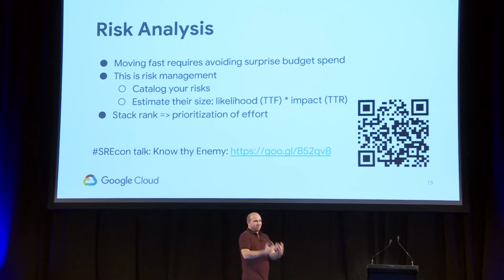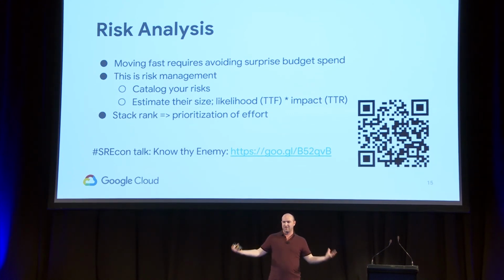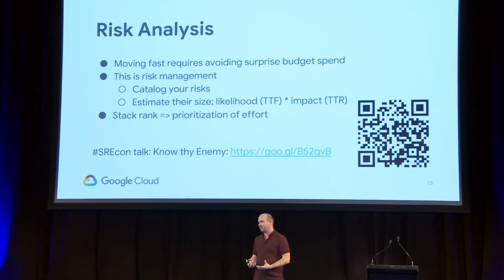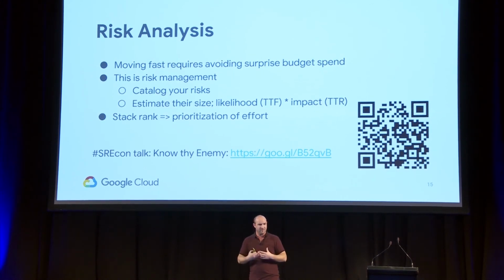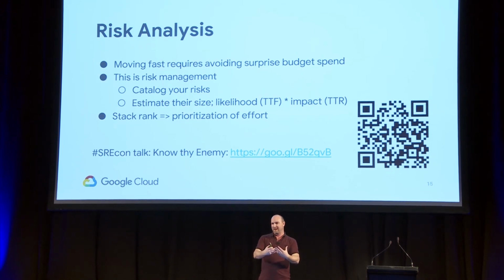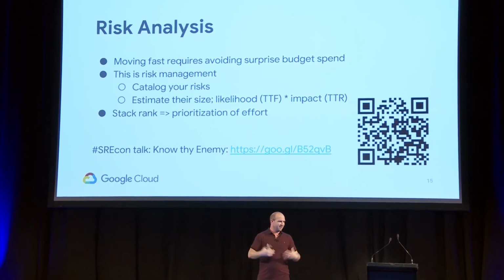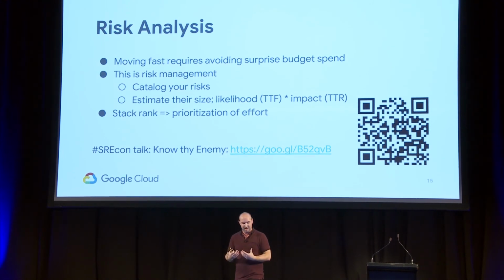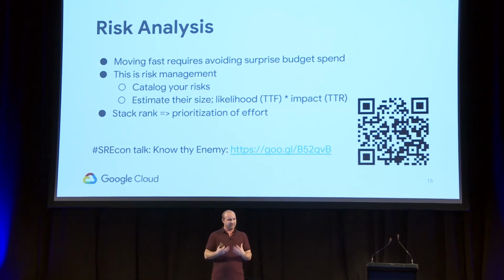So essentially, this is risk management, right? There's a set of risks that our applications, our microservices, our Lambda functions, however we've architected our application, there's a set of things out there that are waiting to take us down and cause us problems. And so we need to catalog those things, and we need to estimate their size in terms of their likelihood and their impact, or their time to failure.